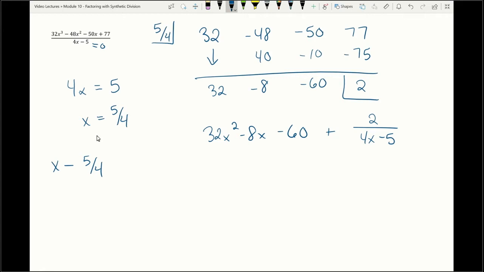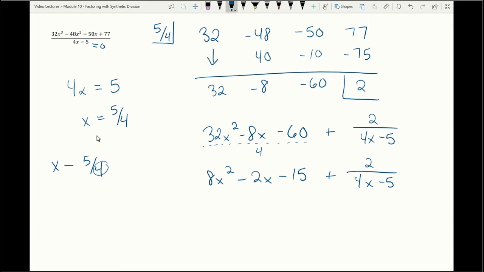So to fix that at the end, we actually need to divide this by that part that we skipped out, in this case of 4. So we get 8x squared minus 2x minus 15 plus that remainder.